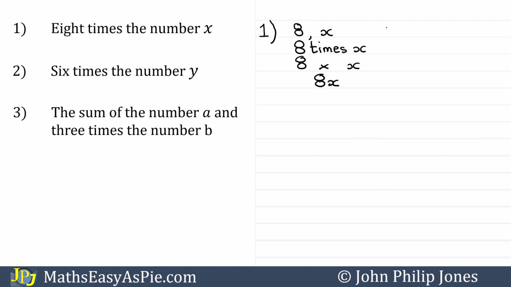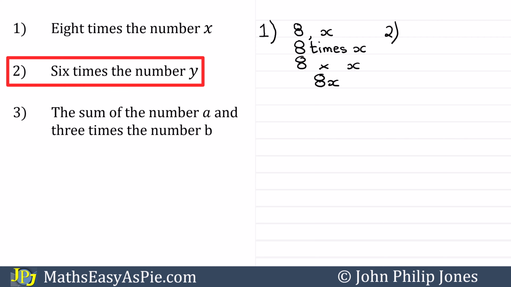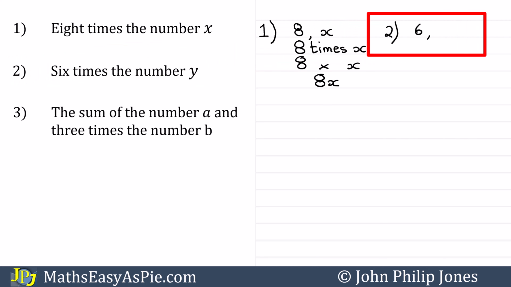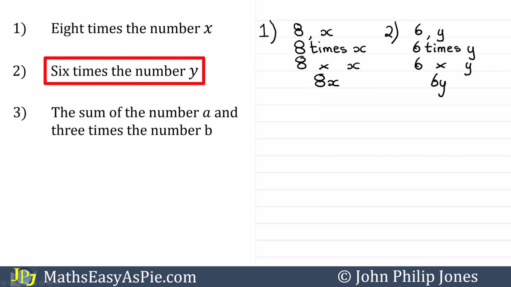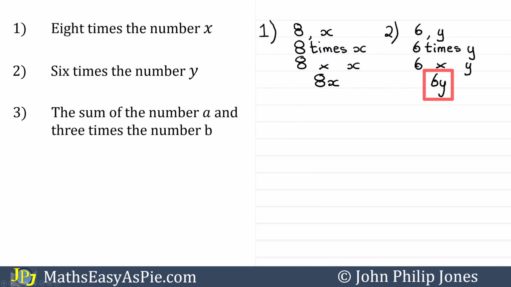So let's consider number 2, which is 6 times y. So we know we have the figure 6 and the symbol y. So I can write this out as 6 times the symbol for y. And of course, I can replace the times with the symbol for multiplication and go on to say that the result is 6y. So this, written in algebra, is 6y.